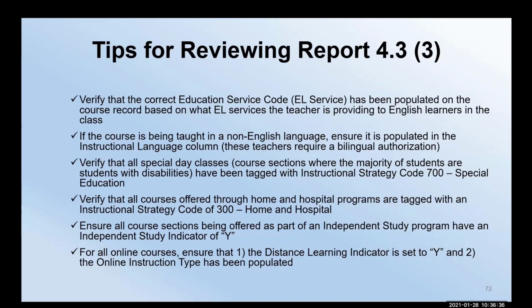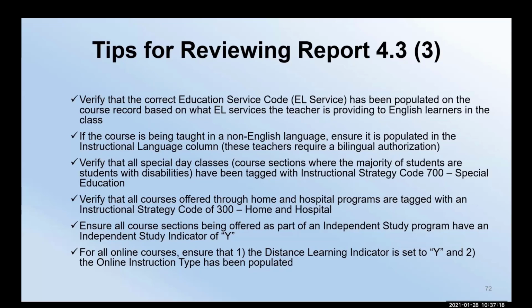Also, we talked about special day classes. Verify that all the special day classes have been tagged with 700 special education, and for those sections that a teacher has that aren't solely for students with disabilities, you need to remove that 700. The only exception is RSP assignments. RSP assignments have to be reported separately, and we're going to go over this in detail in a little bit. You can use an instructional strategy code of 700. This year, CalSAS was actually triggering exceptions on RSP assignments, and they will be changing the logic for next year so that they don't trigger.